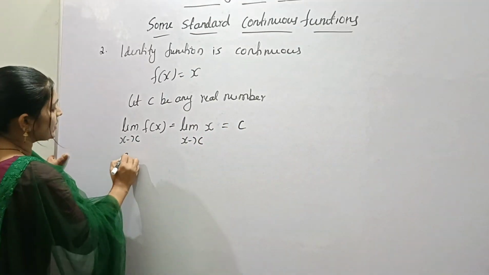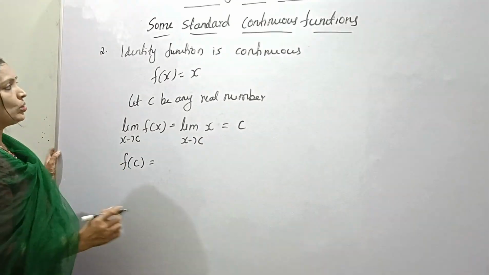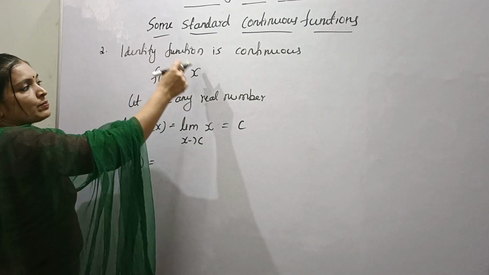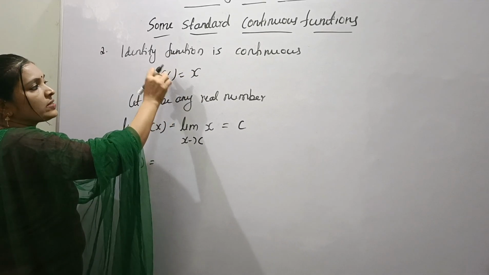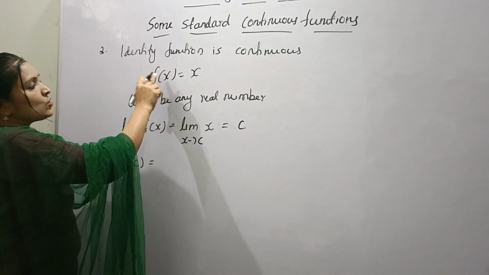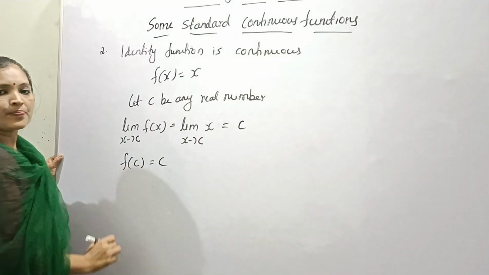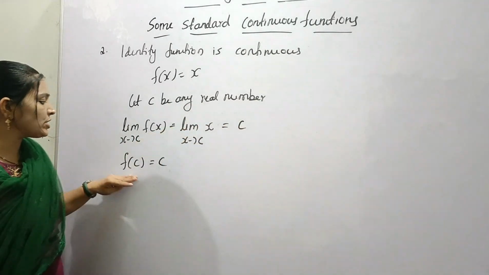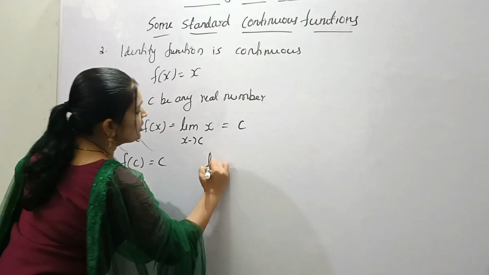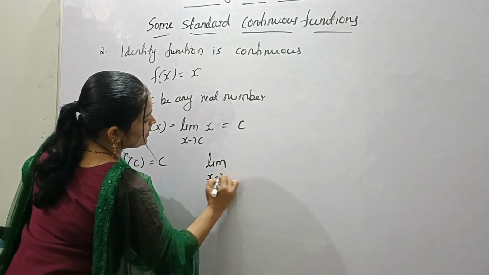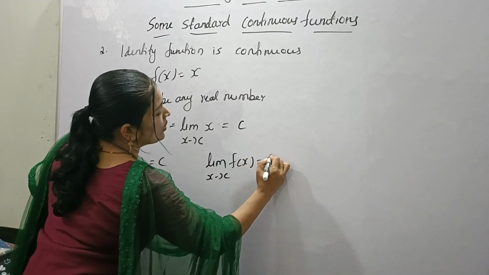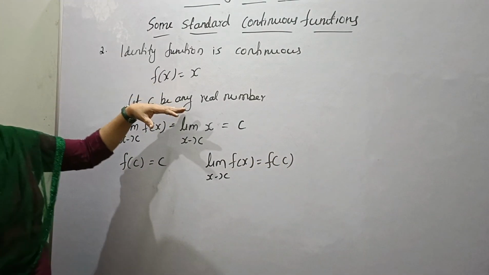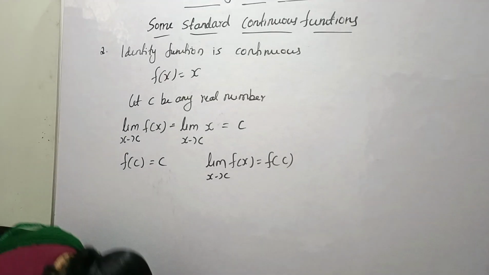Next, what about f of c? Here f of x is equal to x, so in place of x we substitute x is equal to c. So f of c is equal to c itself. So we have got limit x tends to c, f of x is equal to c and f of c is equal to c. Thus limit x tends to c, f of x is equal to f of c. Therefore the identity function is also a continuous function.